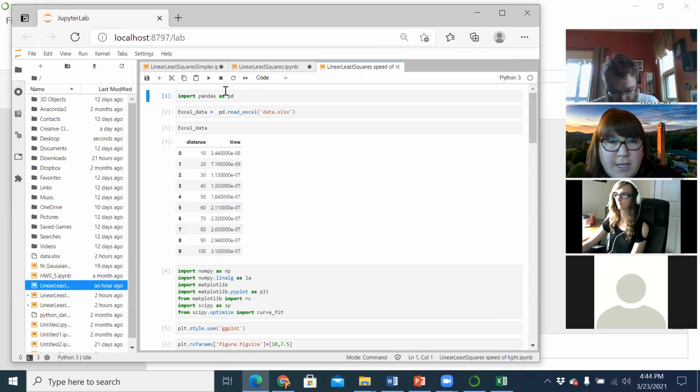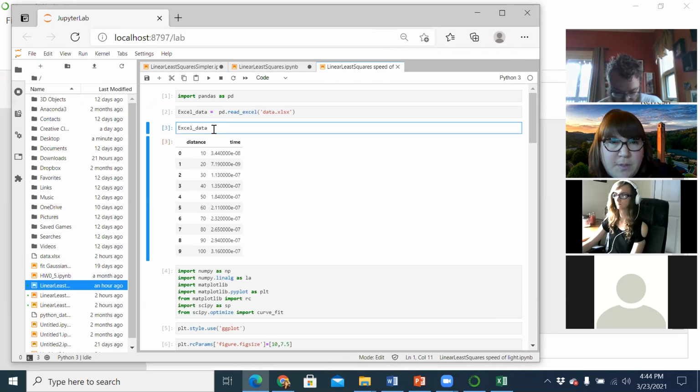So then I use the command that allows me to import data, and I use the command that allows me to actually import the data. This is to import the library, and this is to actually import the data from this file, data.xlsx. This variable here is like a matrix. I typed the name of the variable and hit run so I could see what was in it, and it shows me the distances and the times, just like I thought it should.